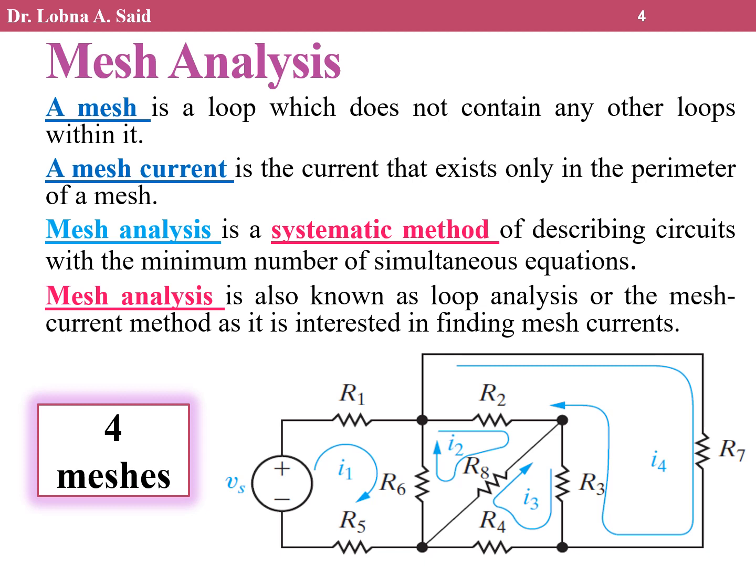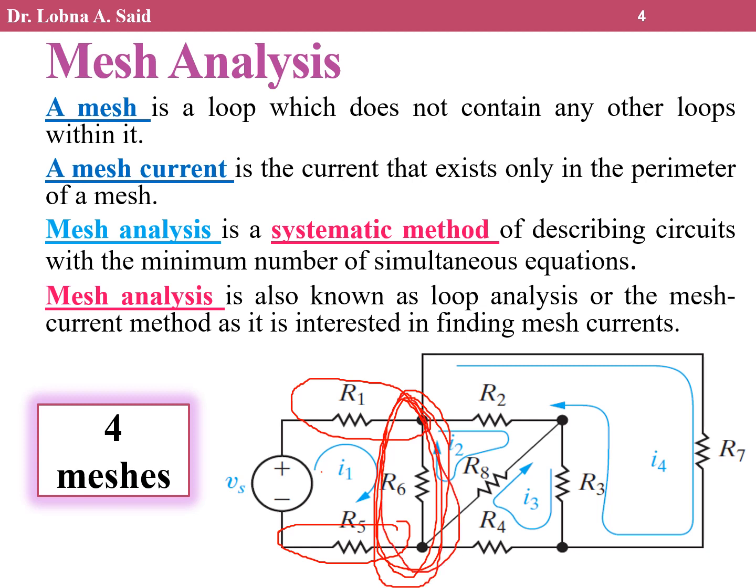Okay. So we will face only one problem. What is the problem? Here I know the current passing through R1, which is I1. The current through R5 is actually also I1. What about this element? This is the intermediate element between two meshes. I am not going to have only I1 or I2 passing through R6. So R6 will have a combination of the two currents. I will explain this in detail later.